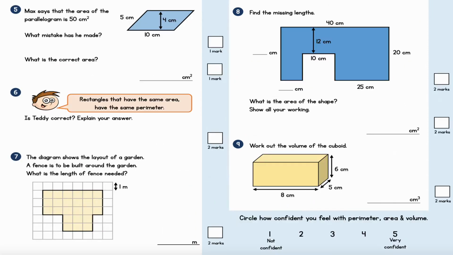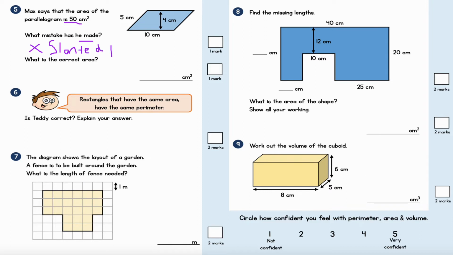This is question number 5, guys. Max says that the area of the parallelogram is 50 centimeters squared. What mistake has he made? He has multiplied by the slanted height instead of the perpendicular height. So he times by the slanted height instead of the perpendicular height.